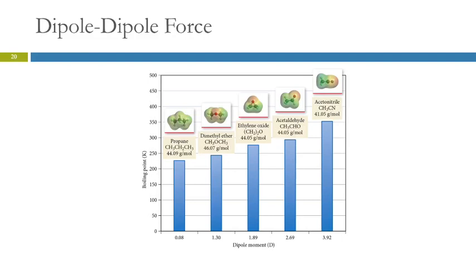So what are we looking at here? Here we're looking at dipole moment, which is measured in debyes, and boiling point measured in Kelvin. So here we've got propane, dimethyl ether, ethylene oxide, acetaldehyde, and acetonitrile. We see that these all have similar molar masses, right? Not exactly the same, but they're comparable. That tells me that the dispersion forces are similar in these. So why does this have a higher boiling point? Because it's more polar.